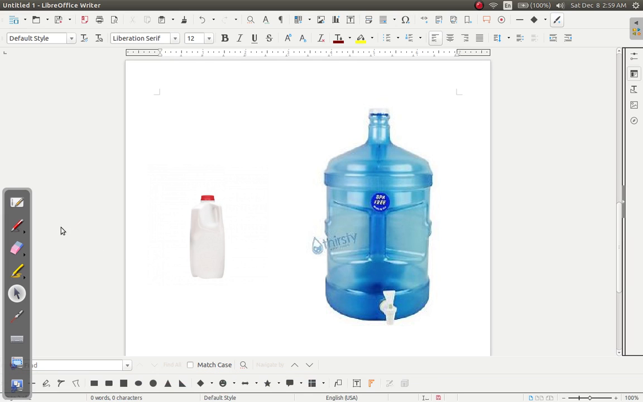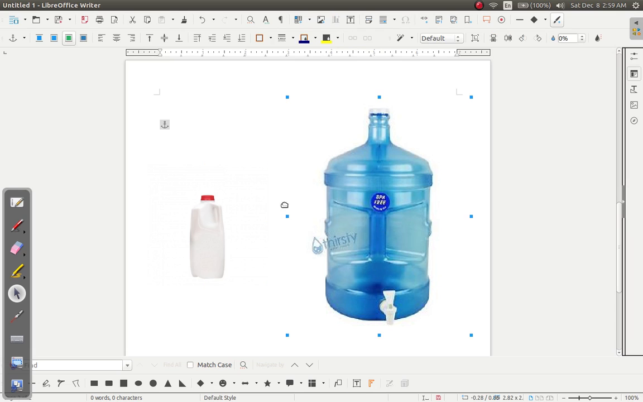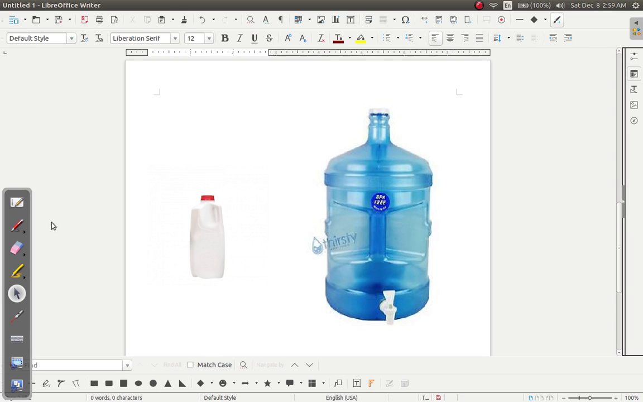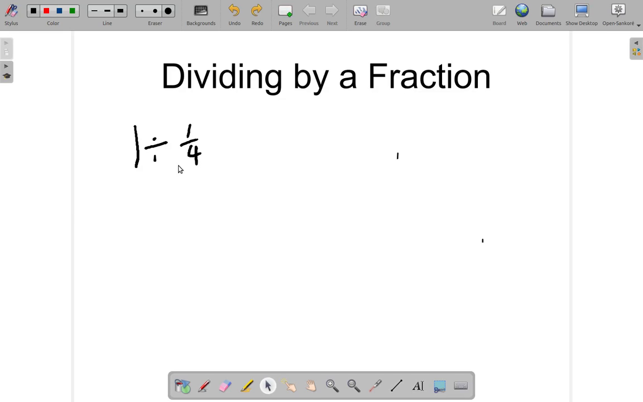Let's look at, we broke off from where we were, but let's look at this, because I saw the 1/2 gallon and the 5 gallon. 5 divided by 1/2. So we wanted 1 divided by 1/4, but I got excited by looking at the 5 divided by 1/2. Let's see the 5 divided by 1/2 meanwhile and come back to this later.